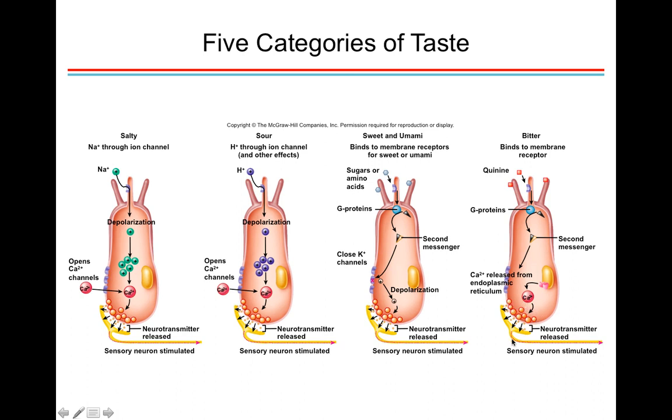exocytosis of neurotransmitter. And I just want to add in that I believe calcium also plays a role in here, although it's not shown. Calcium is playing a role by complexing with the protein we've talked about before that helps exocytosis occur in the sweet and umami taste buds.